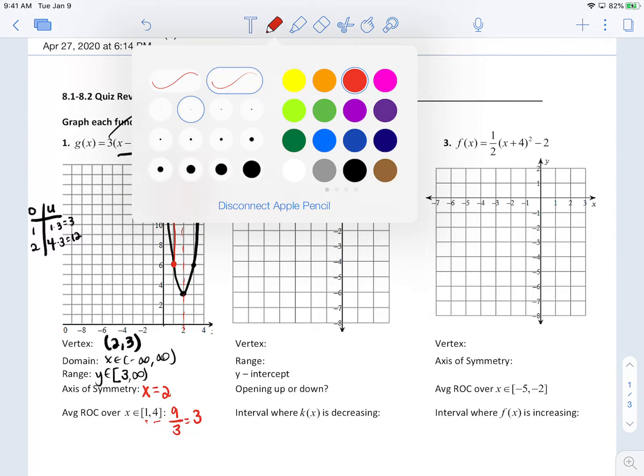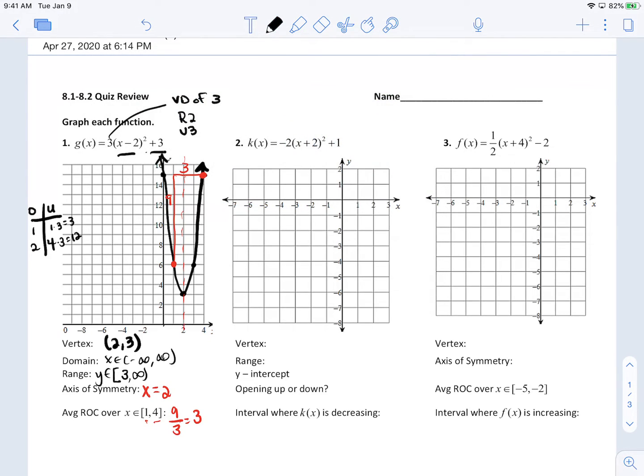Great, let's try this next one. So that negative out front means it's been reflected over the x-axis. So it's going to be upside down. This 2 is a vertical dilation of 2. And you didn't have to write this out, I'm just writing it out. Plus 2, that's left 2, up 1.